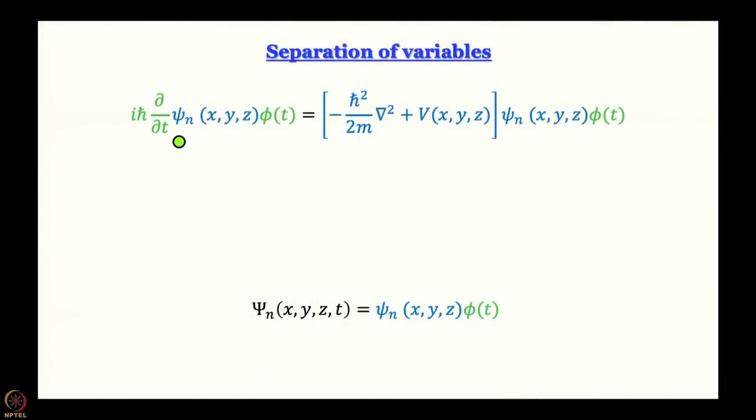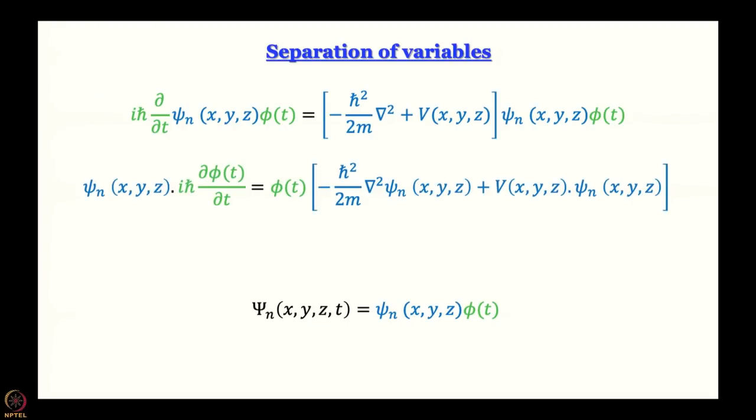After all, i h cross del del t, the time dependent operator, is going to act only on phi of t, the time dependent wave function, and the space dependent operator is going to operate only on the space dependent part. So from the left hand side we can take psi n of xyz out, and on the right hand side we can take phi of t out. Here I should say that n does not mean a quantum number, it is just an identifier for the particular wave function we are dealing with.